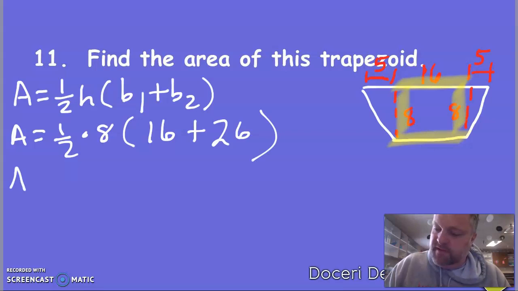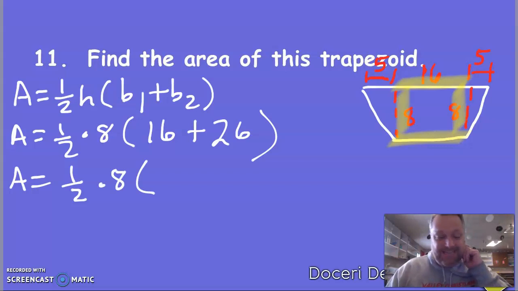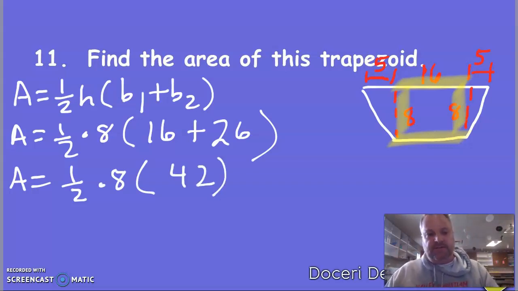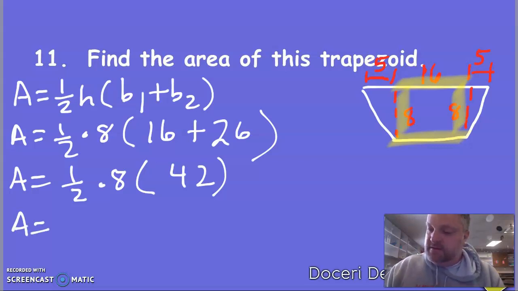Okay, let's do some simplifying. 1/2 times 8, I'll do the parentheses first. 16 plus 26 is 42. Now I have a choice. I can multiply 1/2 times 8 first, or I can multiply 1/2 times 42 first. I find it easy to multiply 1/2 times 42 because that's an easy number to cut in half. So I'm going to multiply those two first. So 1/2 times 42, doing that first, is 21. And then I drop the 8.